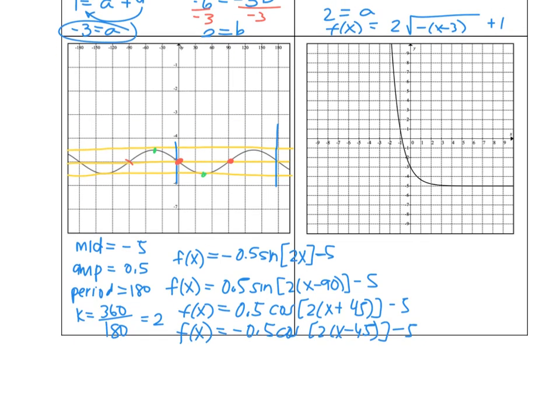Now, let's try our last one. It's an exponential function. So I want you to pause the video and then identify your asymptote and set up that original equation. Then come back to check your work.